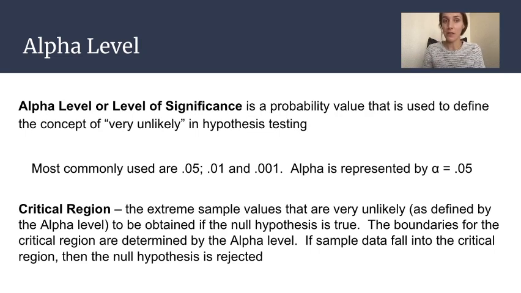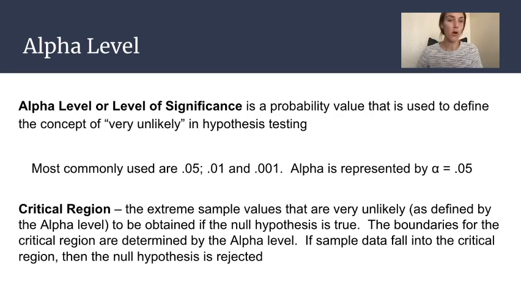So the nice thing about alpha levels is we use consistent types of alpha levels across statistics. In fact, the most common one is 0.05, followed by 0.01. And remember, these are probabilities. We can turn these into percentages. So an alpha of 0.05 means 5%.